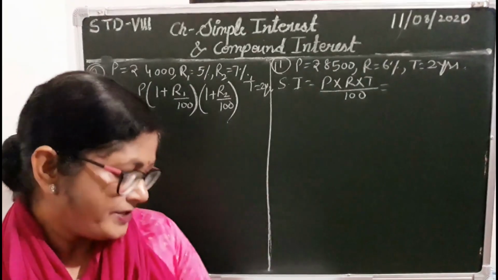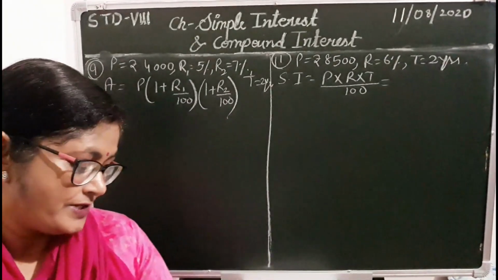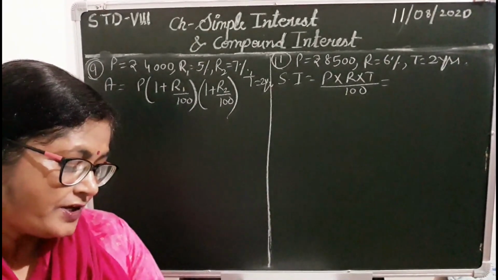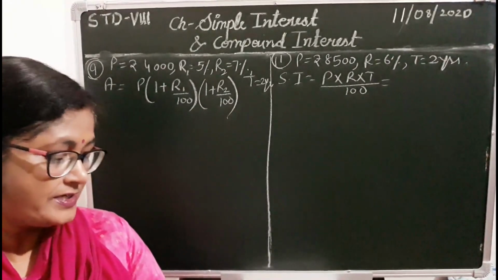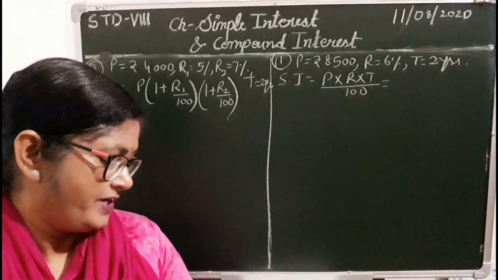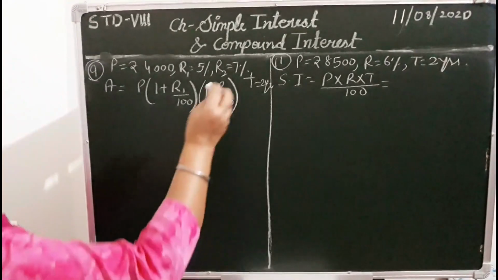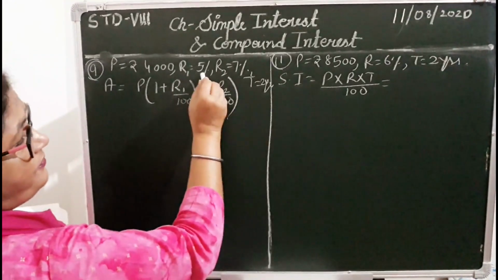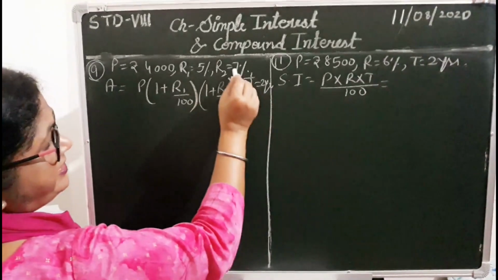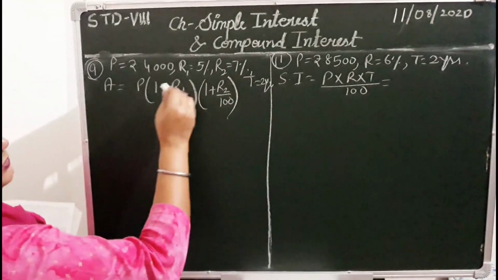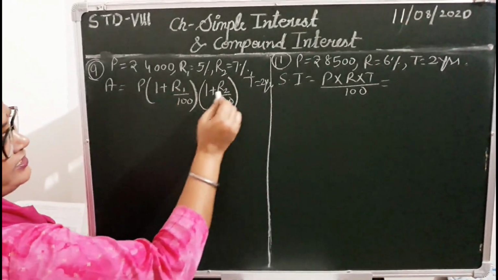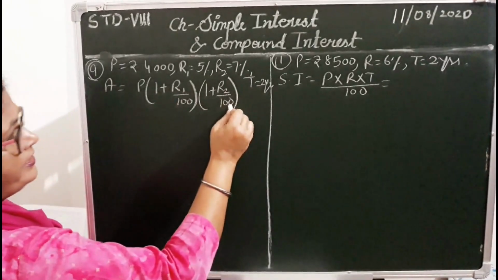Calculate the compound interest on rupees 4,000 in 2 years if the rate of interest for successive years is 5% and 7% respectively. Means in the first year the rate will be 5% and in the second year the rate will be 7%. Formula: amount is equal to P into 1 plus R1 over 100, into 1 plus R2 over 100.